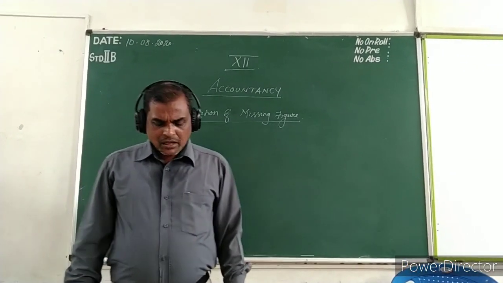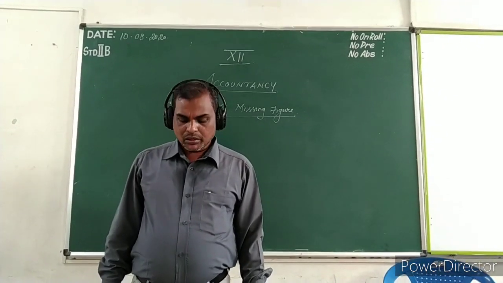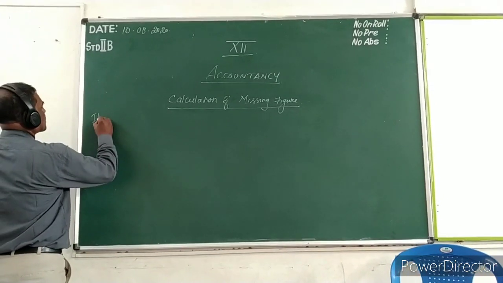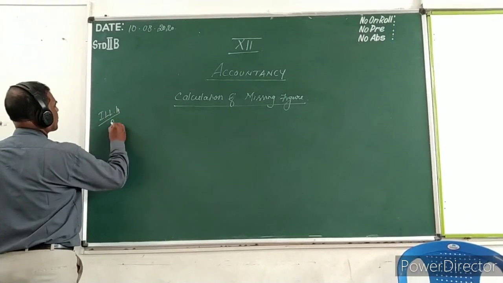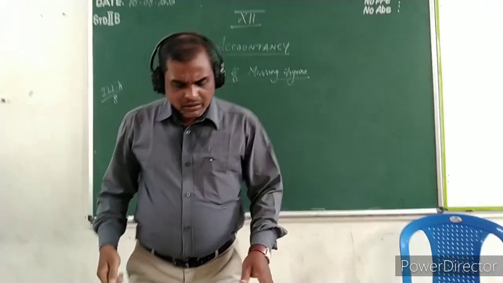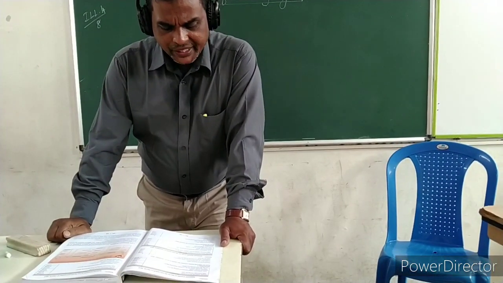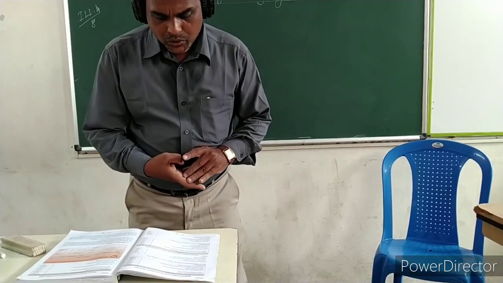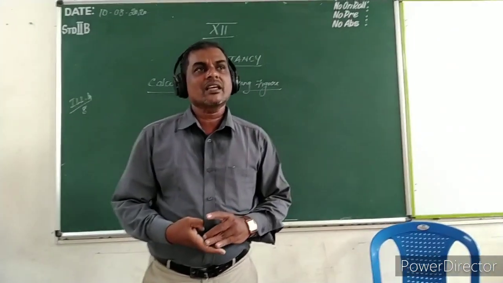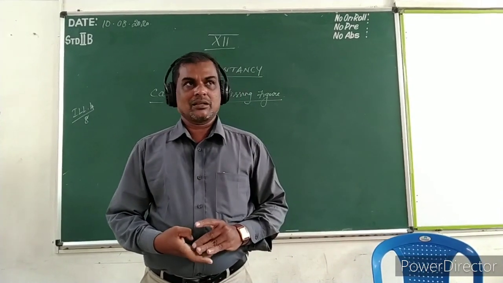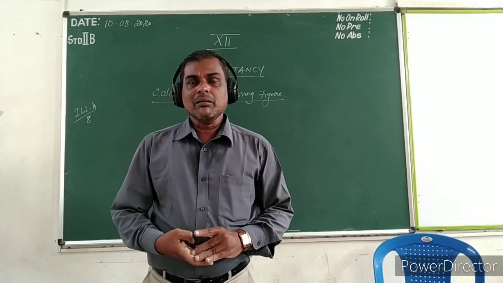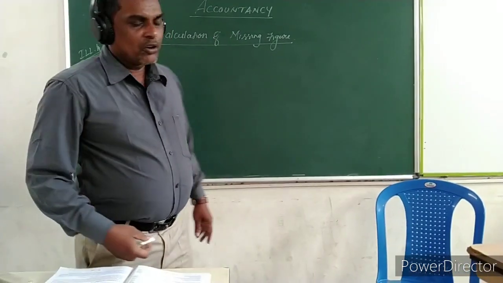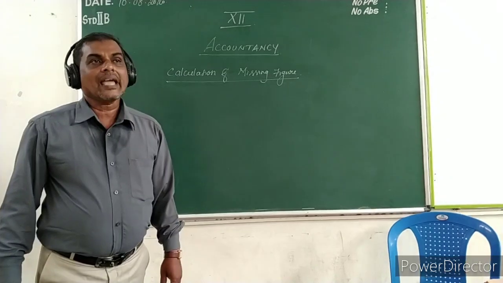Okay students, let us go to the illustration on page number 8. Illustration 4, page number 8. Here, what do they ask? From the following details, calculate capital on 31st December 2018. It means they are asking for closing capital. Please watch carefully, very important. This is 2 marks. Now we have to find out the missing figure of closing capital.